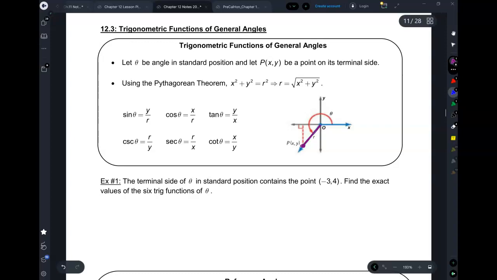It's all about the right triangles. So your theta, your angle, is always between the x-axis and the terminal side. The x-axis and the terminal side. So here, if this point is -3 comma -4.